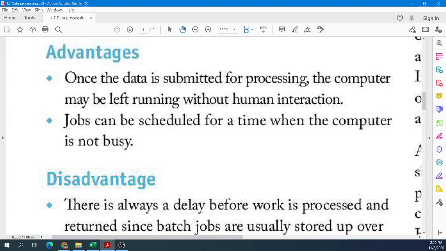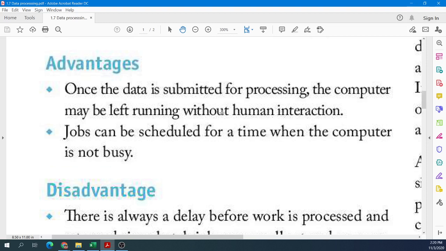So, first advantage, once the data is submitted, the computer can basically run without any interaction. So you can set up the computer or the system to process all of this data, and you tell it how to process the data, and you don't need any more interaction from you as the human user. So you program it, you tell it to accept all of these billing information, process it, do whatever you've got to do, create your bill, and that's it.